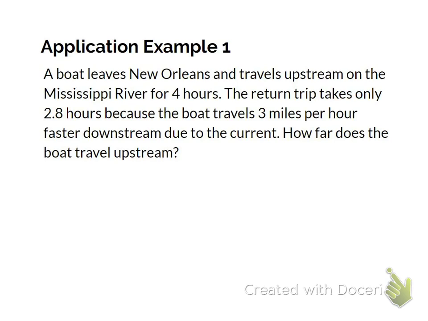A boat leaves New Orleans and travels upstream on the Mississippi River for 4 hours. The return trip only takes 2.8 hours because the boat travels 3 miles per hour faster downstream due to the current. How far does the boat travel upstream?